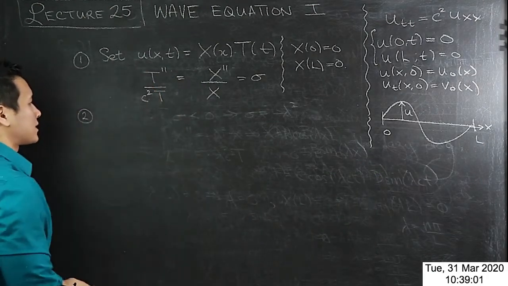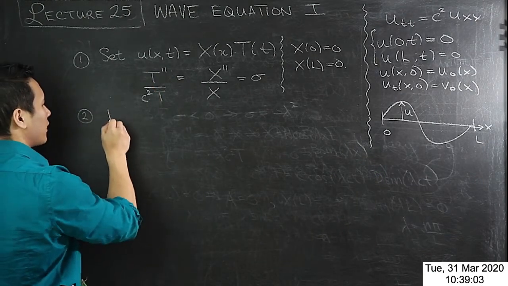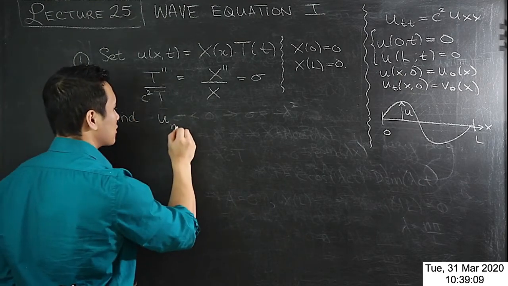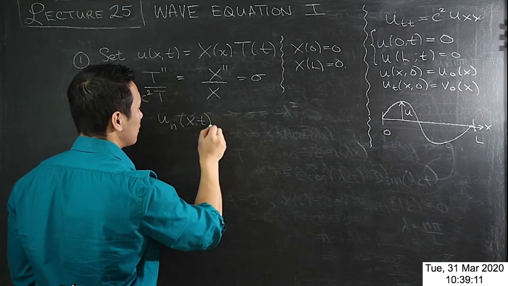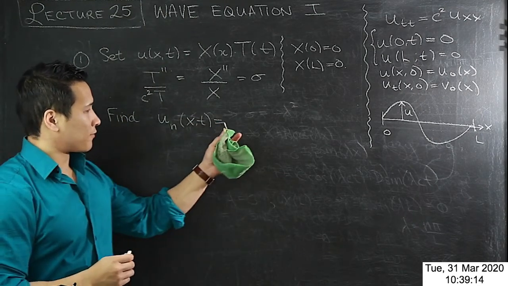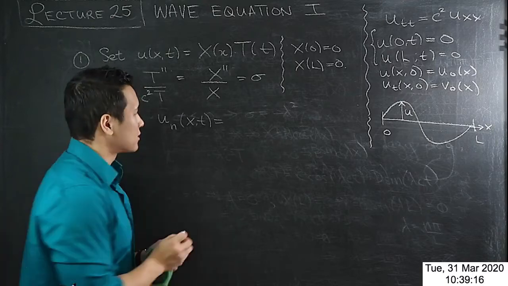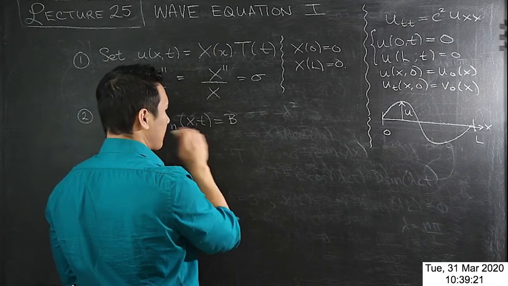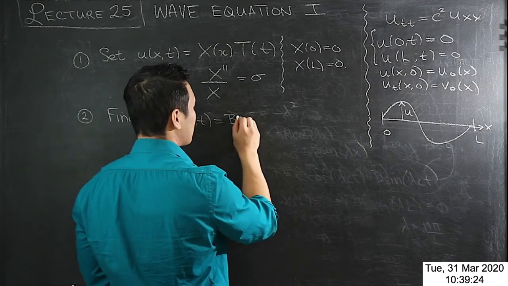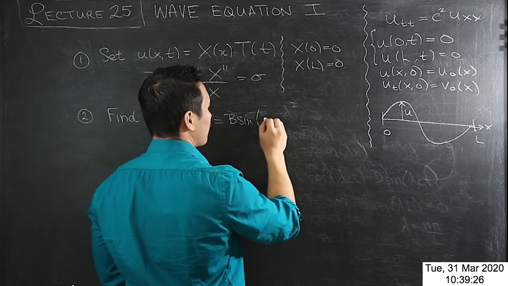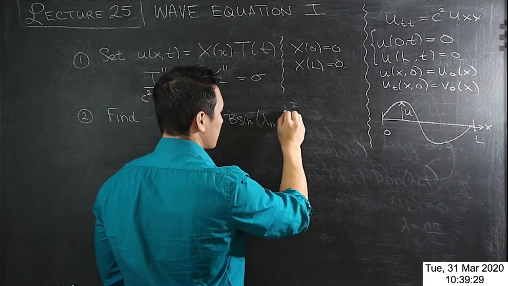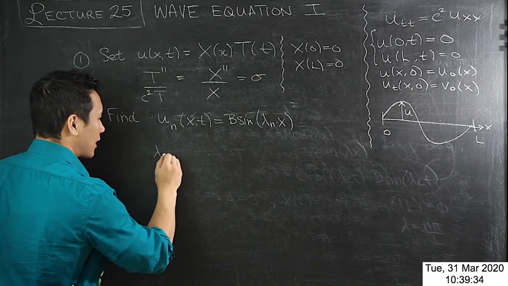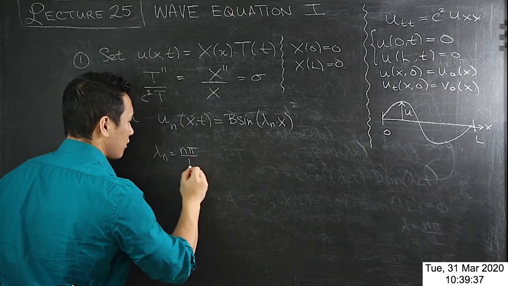So at the end of the day, from our separation, we find that we have separable solutions. We're going to index them with an n, as we usually do. They're functions of x and t. For the x component, we only have the sinusoidals. So this is going to be a b times sine of lambda n times x here. And I'll write down lambda n right here. So lambda n is n pi over l.